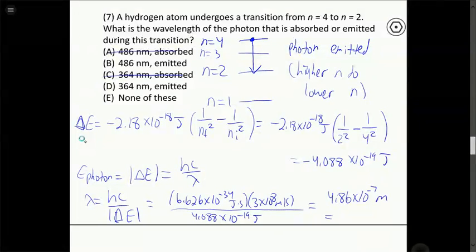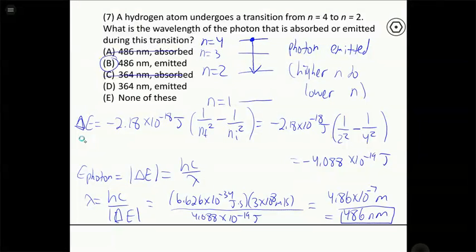All of the answers are in nanometers. We multiply that by 10 to the 9 to get 486 nanometers. All right, so 486 is the correct answer, and it's an emitted photon because the energy level is decreasing. All right, so if we had asked you for the delta E, you would need to include the sign. Once we're converting that delta E into a photon energy, whether it's absorbed or emitted, the photon is just going to be dependent on the absolute value of that energy difference. Any questions on that?